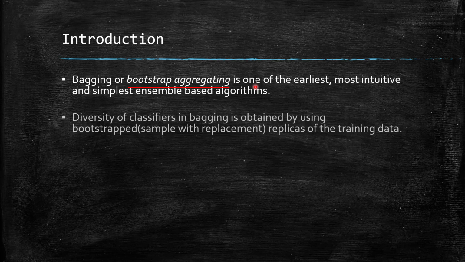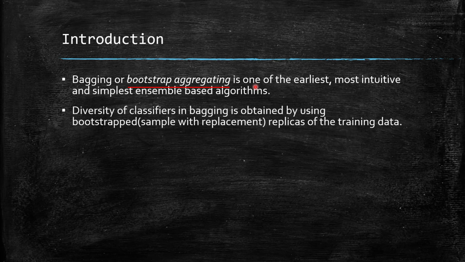Okay, so here the main point is diversity, because in any ensemble method you choose, the diversity of the classifiers is the important point, right? We are using more than one classifier and then aggregating their output. So in bagging, the diversity of classifiers is obtained by using the bootstrap, which means sampling with replacement replicas of the training data. That means from the training data we'll be creating smaller data sets with replacement. We will see a visualization as well in the next slide.